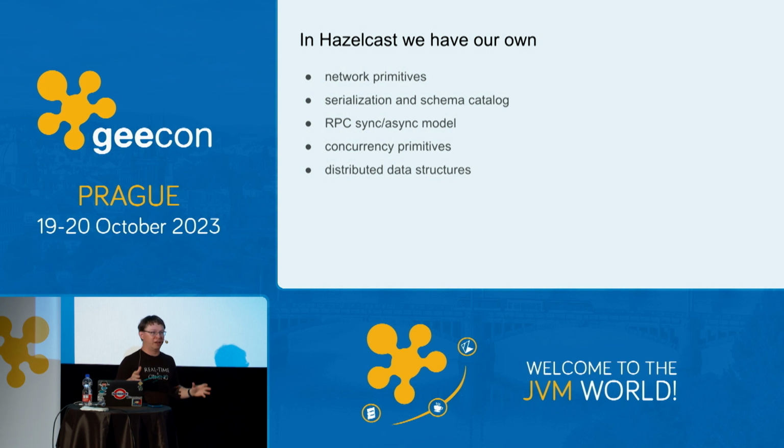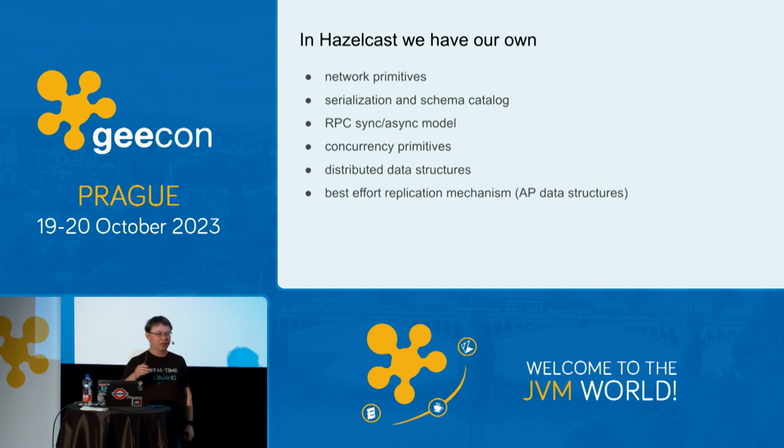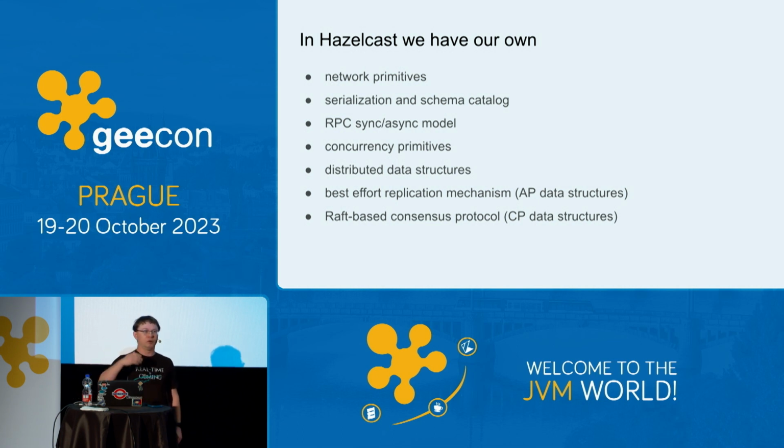On top of this, we have a couple of different distributed data structures. Some of them introduce a best-effort replication mechanism. If you know the CAP theorem, it is an A and P data structure that provides more availability than consistency guarantees. And we have a Raft-based implementation of a consensus protocol that gives you the ability to use CP-based data structures. CP means we prefer consistency over availability. And this is the core part of our platform.